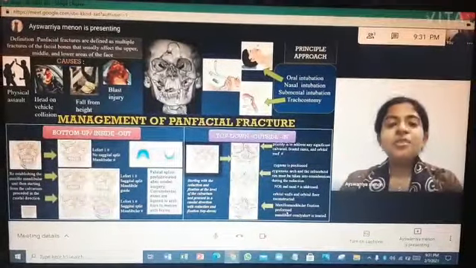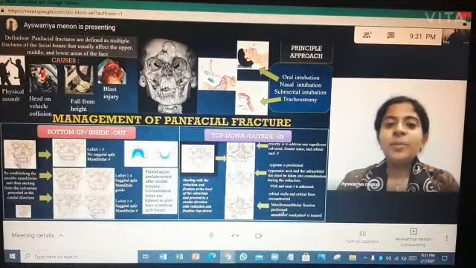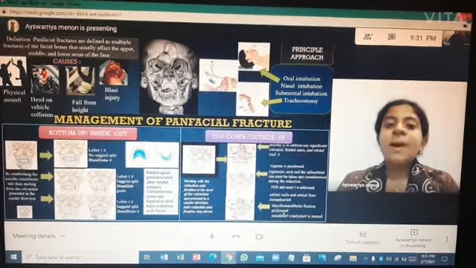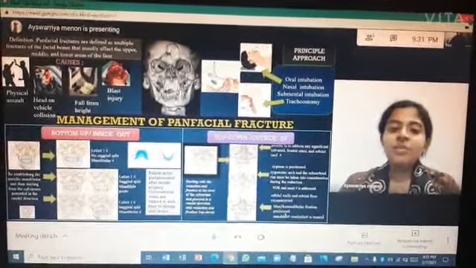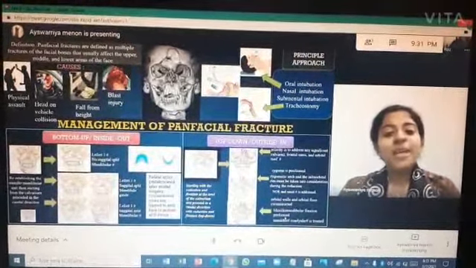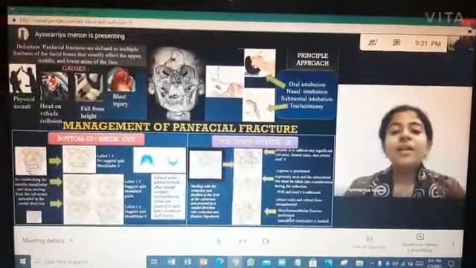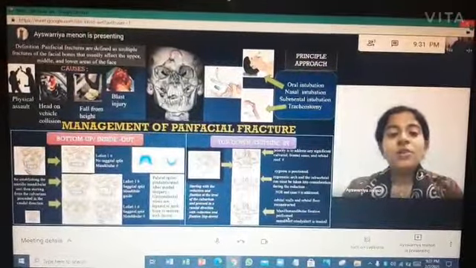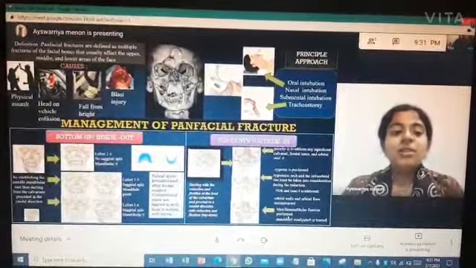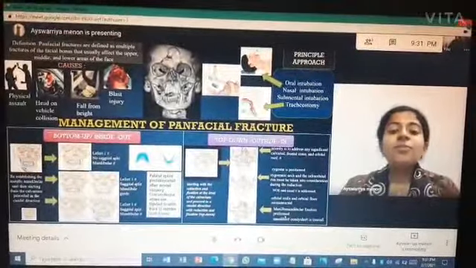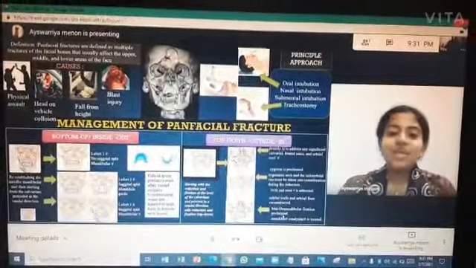Today we are here to present our poster on the topic Management of Panfacial Fracture. Panfacial fracture is a multiple fracture of the facial bones that affects mainly the upper, middle and lower third of the face. The major causes are physical assault, head-on collision, fall from height, gunshot and blast injury.